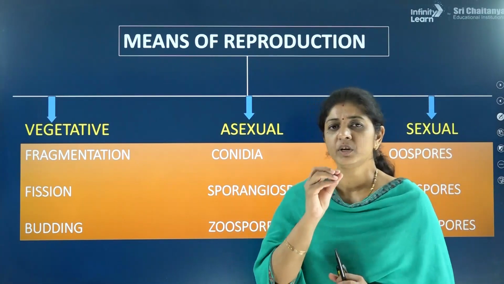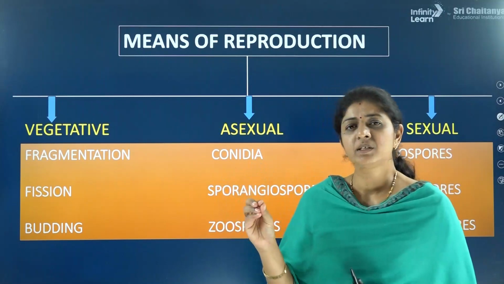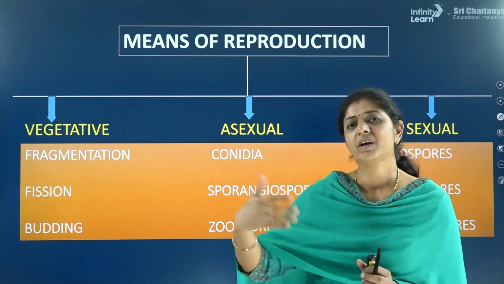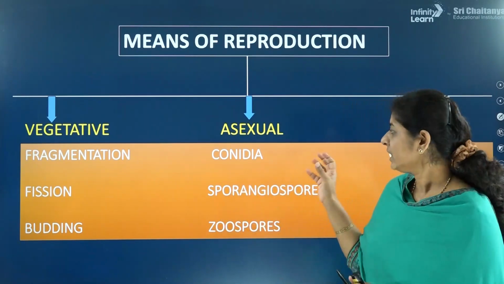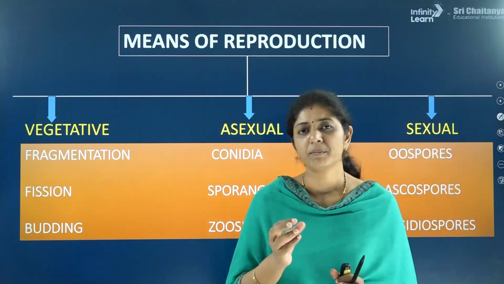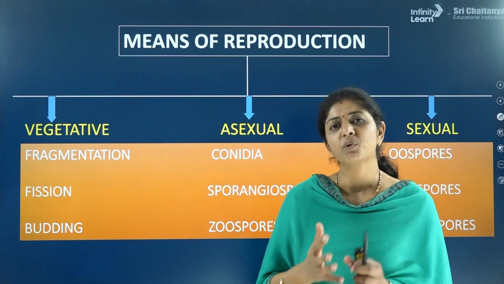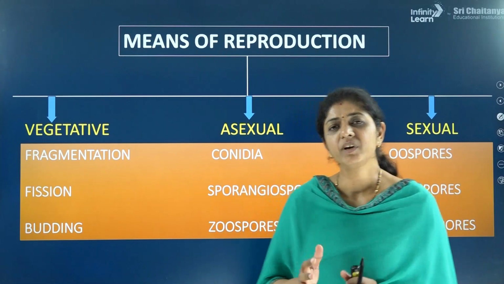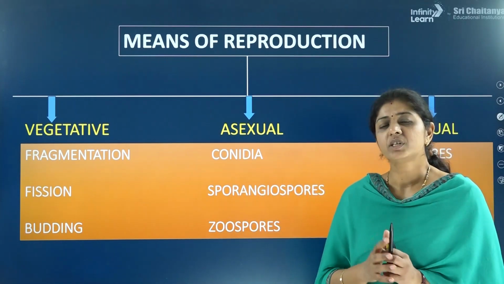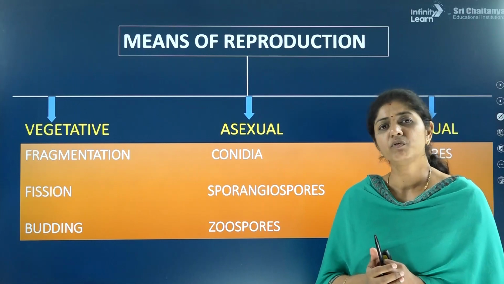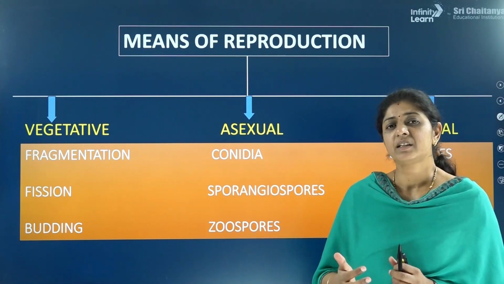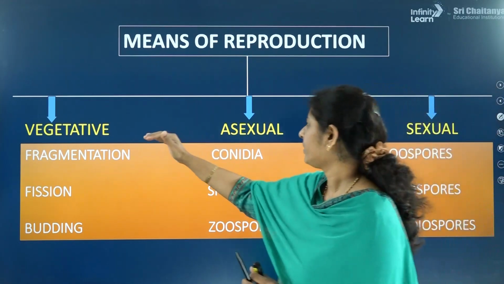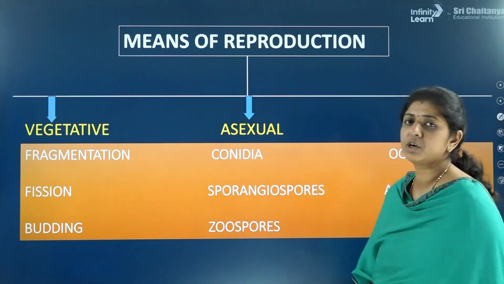If you go into minute detail, then vegetative means the body of an organism gives out some part, and that gives rise to new progeny. In asexual, the parent body forms some special structures which you call spores, but not by fusion of gametes and not by meiosis. If it happens by fusion of positive and negative strains, like gametes fusing, then there is meiosis, and the spores formed are sexual spores. Getting that point? So there is a difference between vegetative, asexual and sexual means of reproduction.